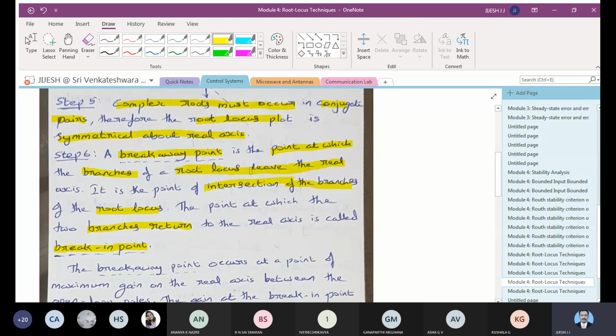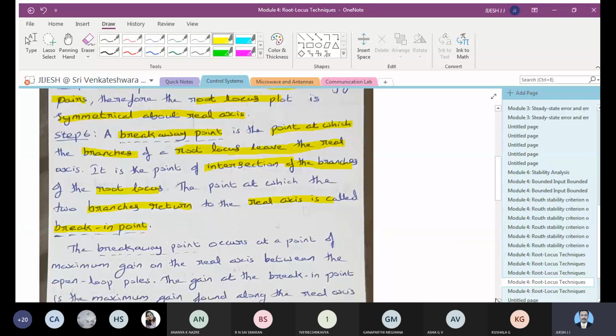Today we have seen that the root locus, whatever you plot, has to be real and symmetric about the real axis. Also, we have seen the breakaway points and break-in points. Breakaway point is where the root locus leaves the real axis, and break-in point is where the branches return to the real axis. So you can make a note of all these things. We will see a few examples also.